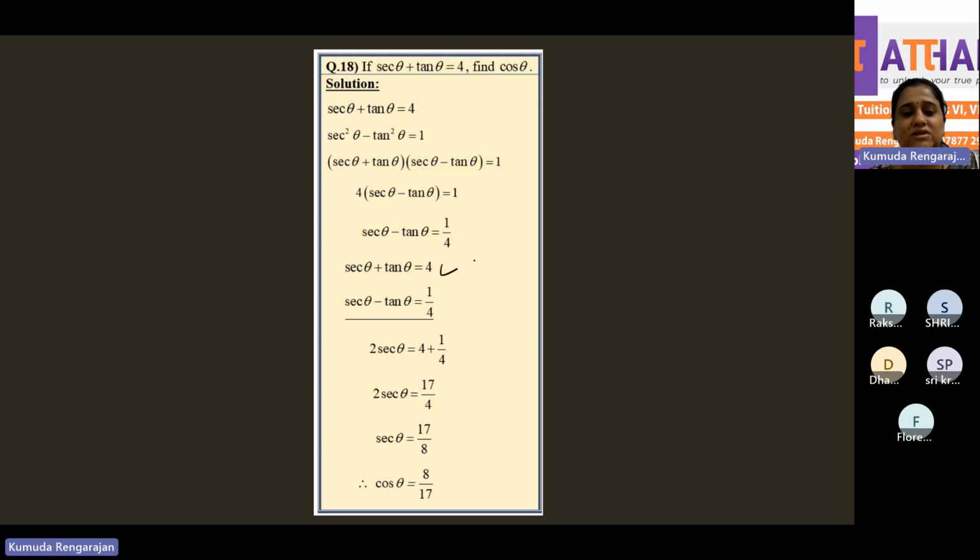So this is an idea here. The idea here is I've constructed two equations, because if secant theta plus tan theta is 4, secant theta minus tan theta is 1 by 4. Secant theta plus tan theta is 4 is given. So what is secant theta minus tan theta? Reciprocal, 1 by 4. Now I have solved these two equations like linear equations, by the elimination method, because tan theta minus tan theta will get cancelled. And I found the secant theta. Then what is cos theta? The reciprocal of secant theta, which is 8 by 70. That's the procedure here.